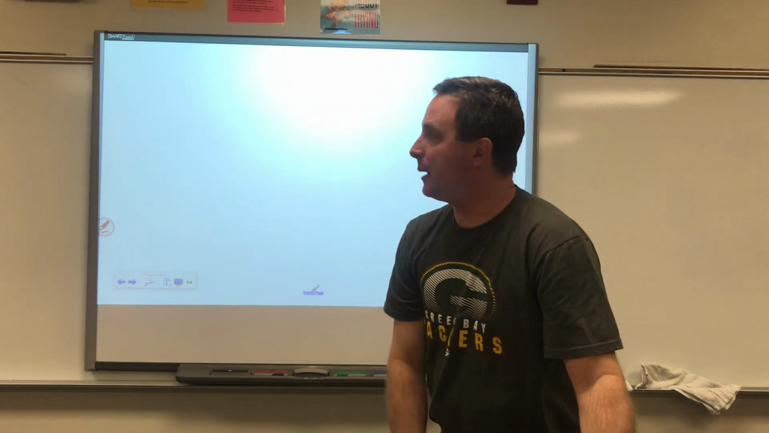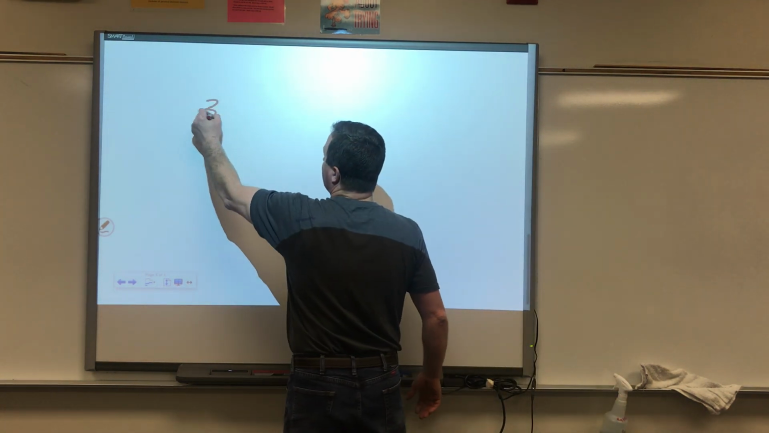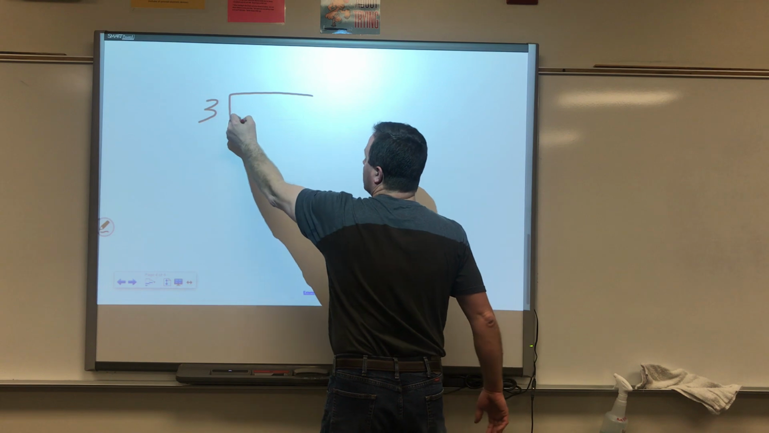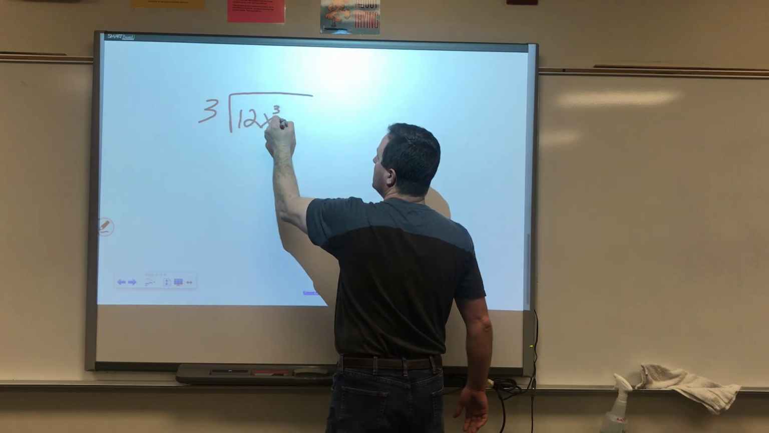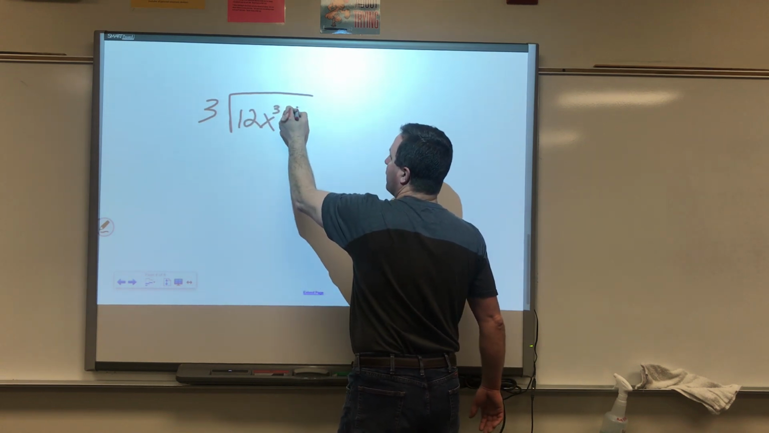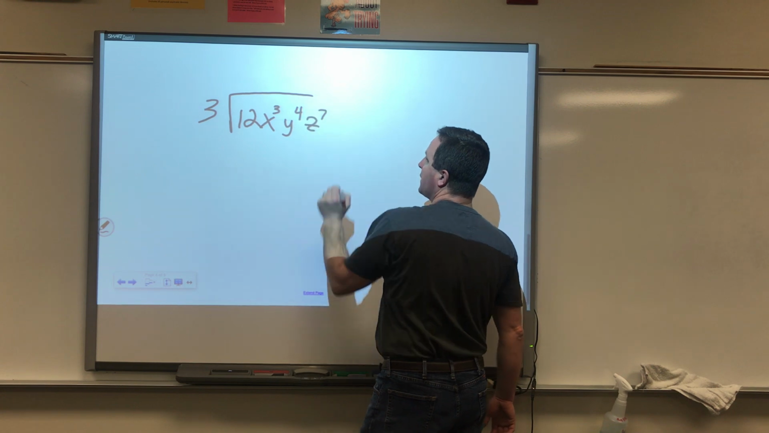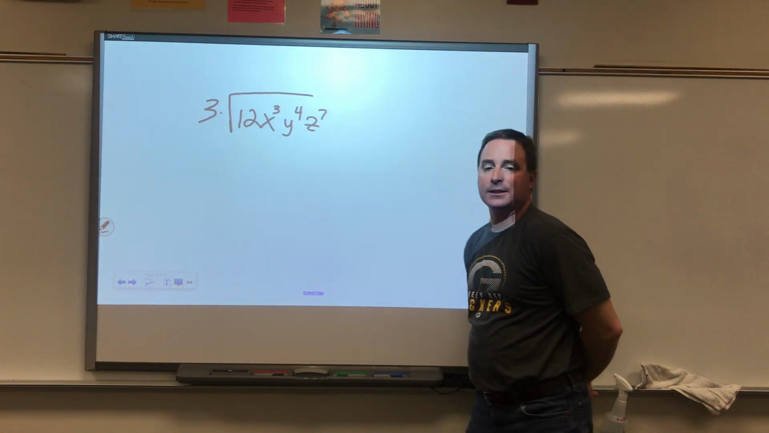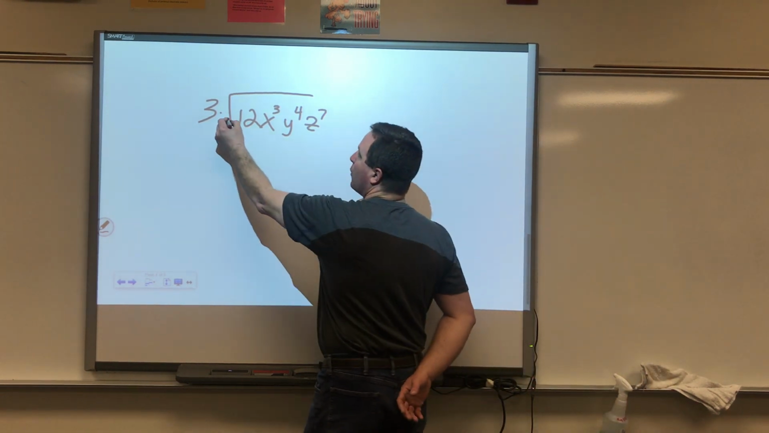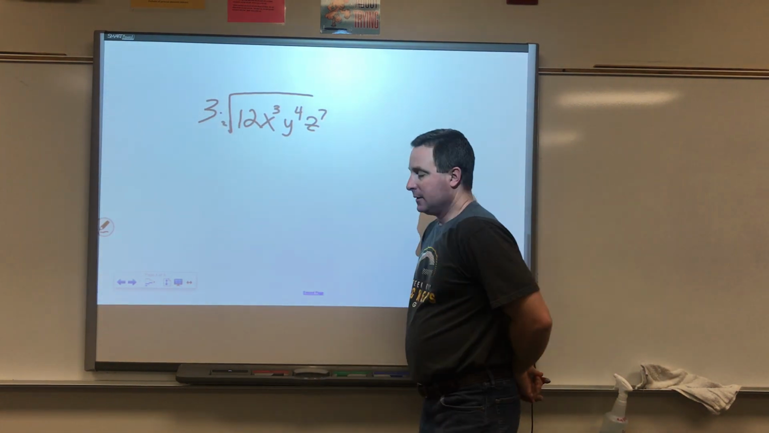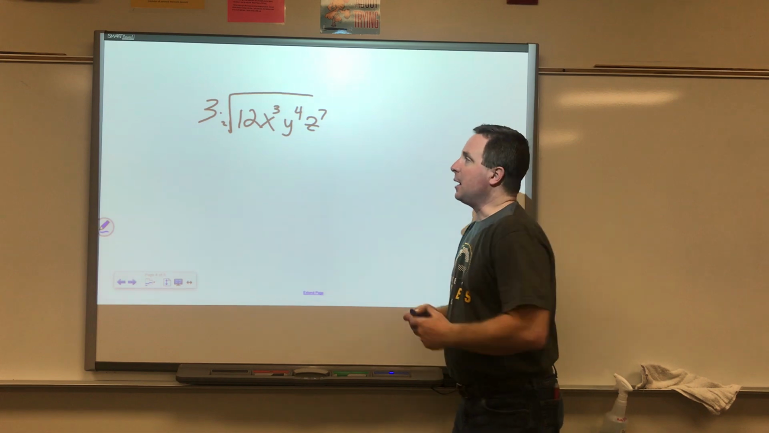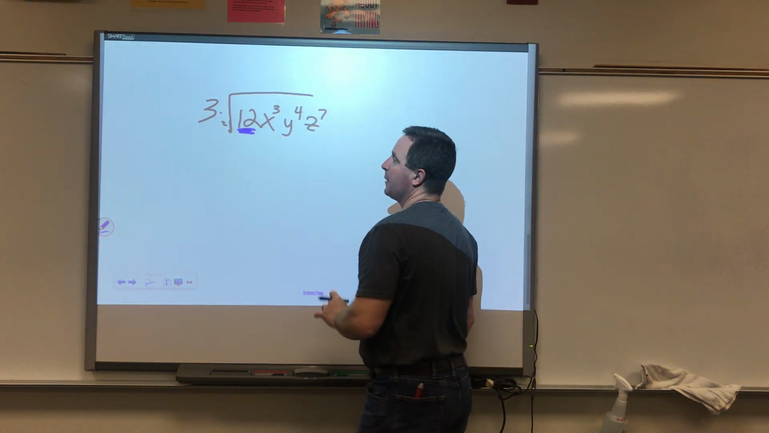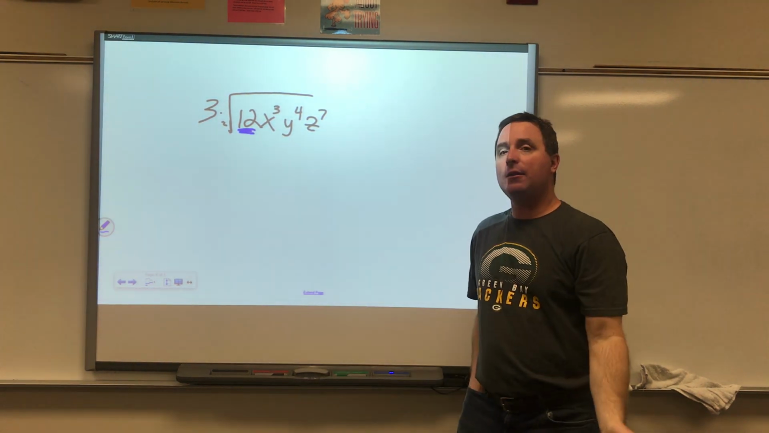Okay, let's practice and put a couple of these together. What if I had 3 square roots of 12x cubed, y to the 4th, z to the 7th? Okay? And this big 3 is a multiplier. It's 3 times the square root. Well, let's treat the number parts and the variables separately. How about 12? Is 12 a perfect square?